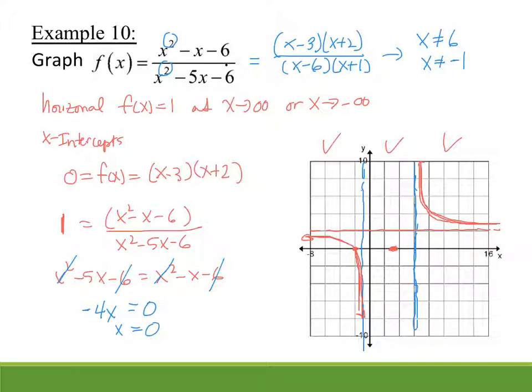So when x is 0, right, we must be at 1. When x is 0, we must be at 1. Does that make sense? Hey, it does. A negative 6 over negative 6. So guess what this function does? This function goes like this, and that's how this function works.